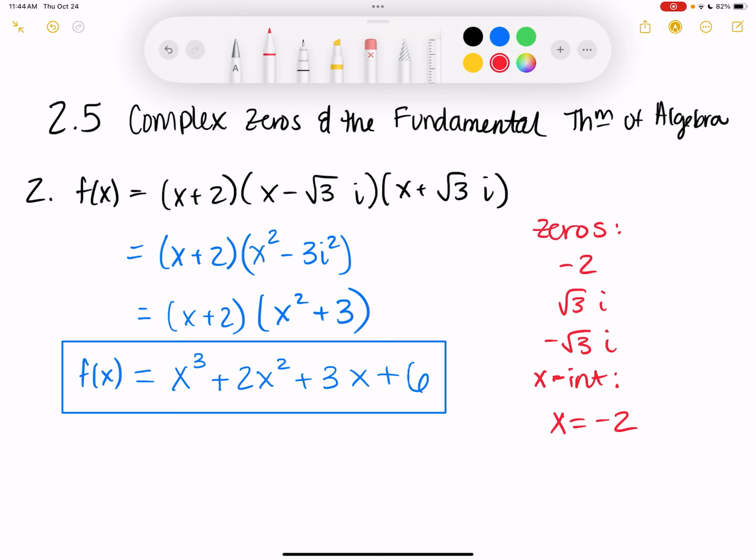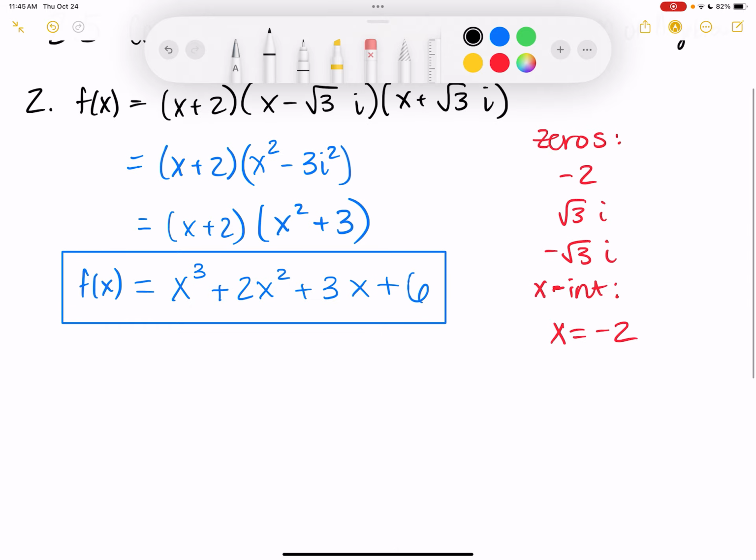Okay, the next one is: write a polynomial function of minimum degree in standard form with real coefficients whose zeros include those listed. So they're giving us zeros and we need to work to this function. So essentially they start us with this information and we're working to get here. So number 8: -4, 1 minus i, and 1 plus i.